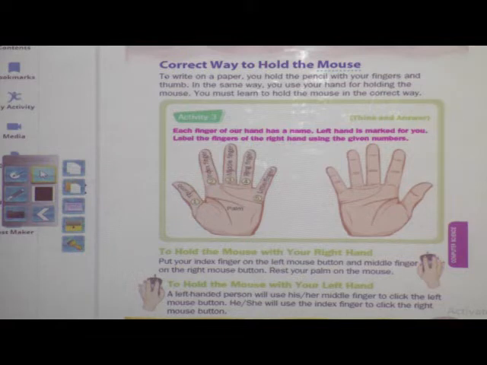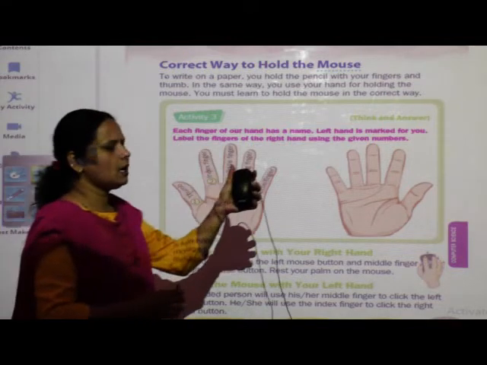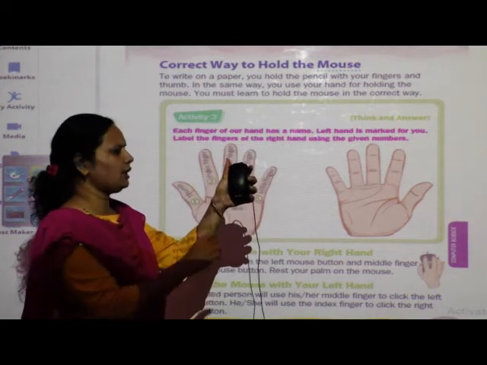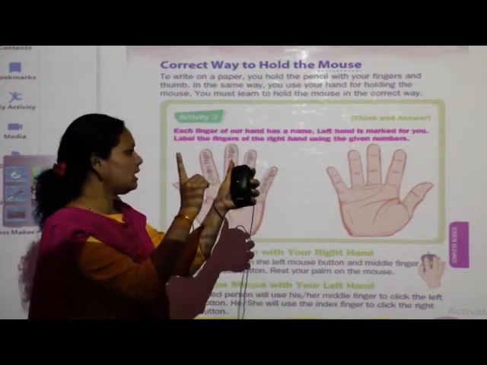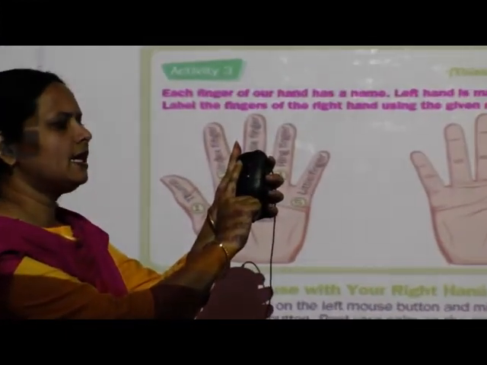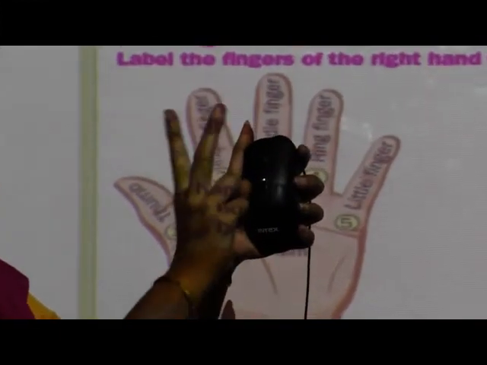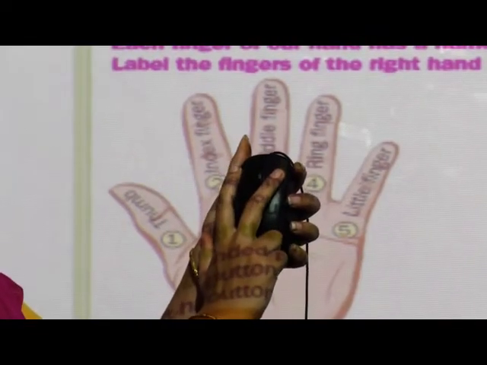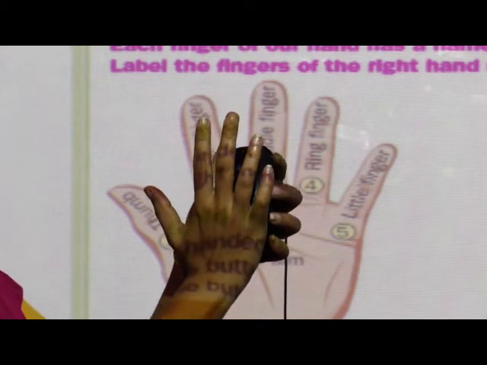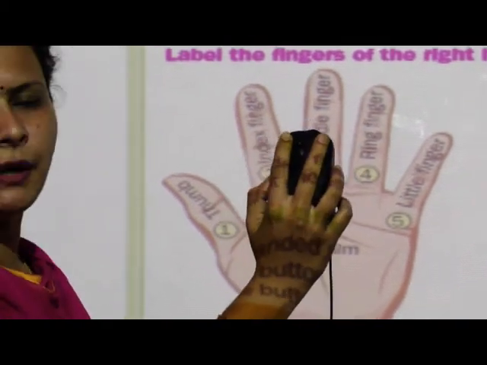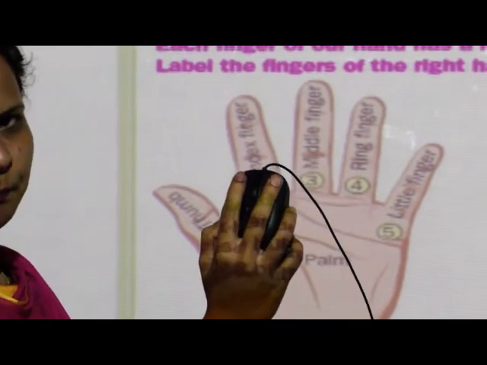Students, see, now this is the mouse. If I want to hold this mouse properly, you have to put your index finger here, on this side, that is the left of the mouse. You have to put your middle finger on the right side, and you have to keep your palm on the mouse like this, and then you have to operate the mouse.